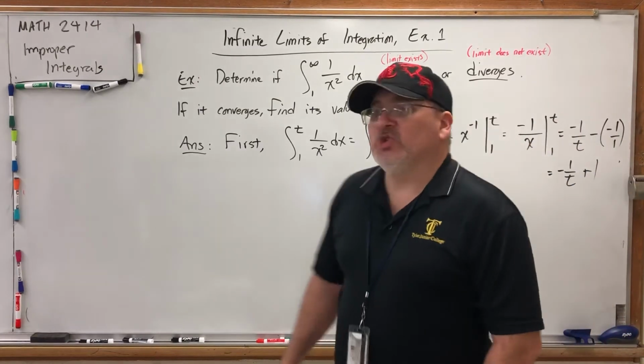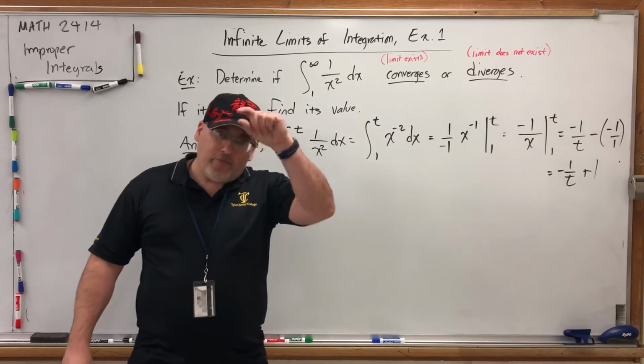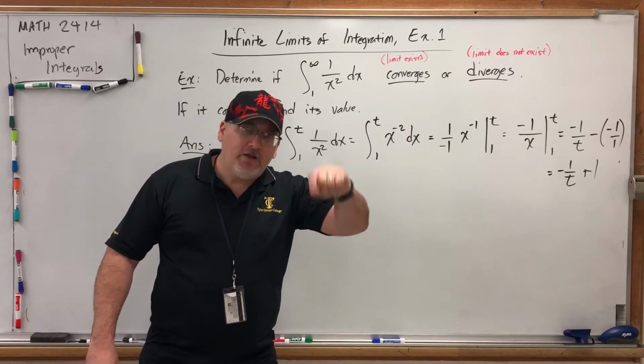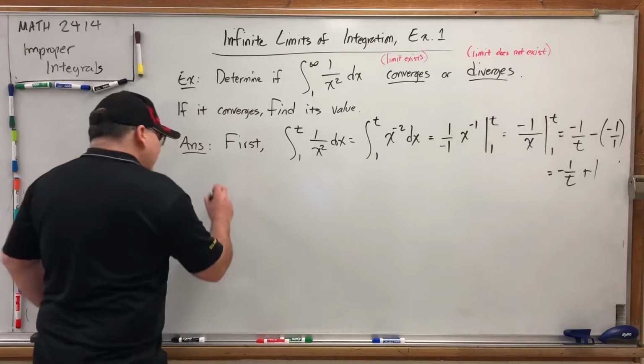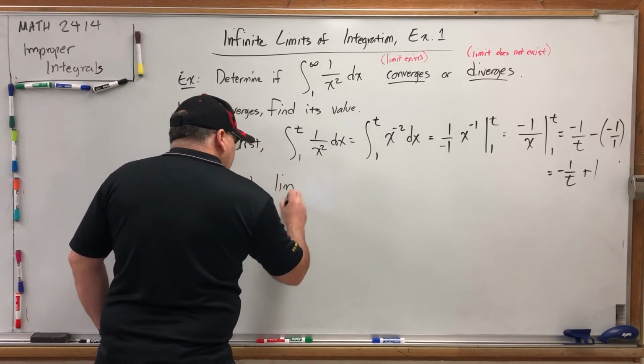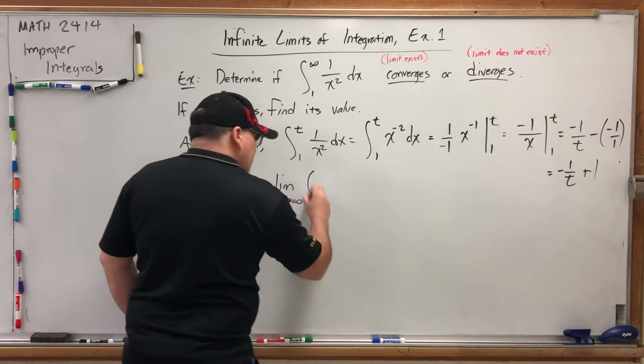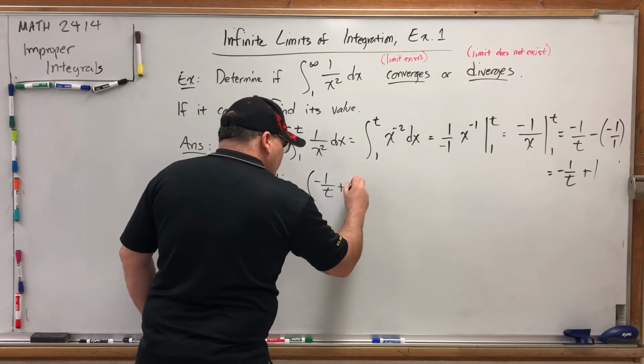But that's not the answer to our integral. That's simply the answer to the definite integral if we replace the problem, the infinity, with a variable. Second, we take the limit as t approaches infinity of that antiderivative. Negative 1 over t plus 1.